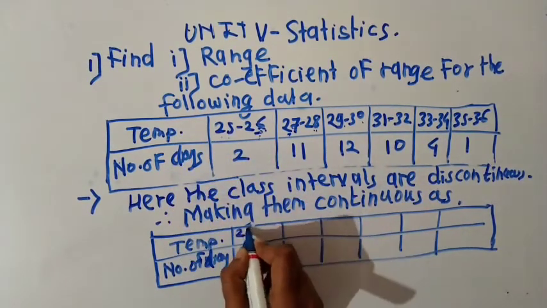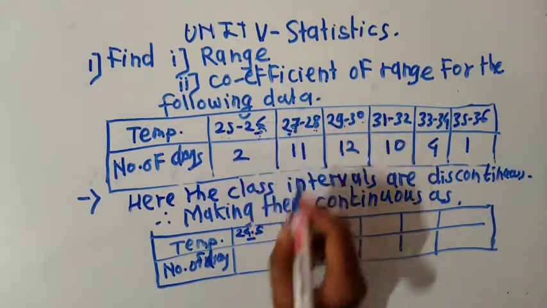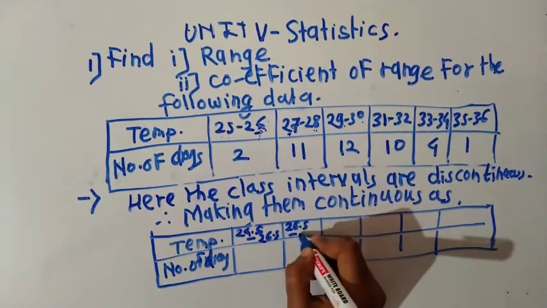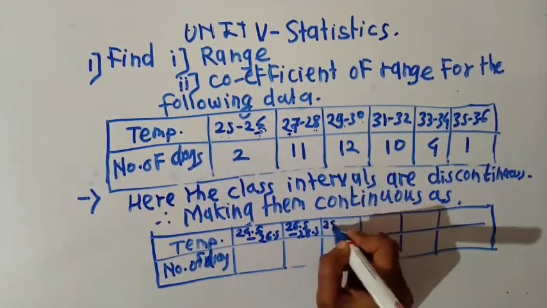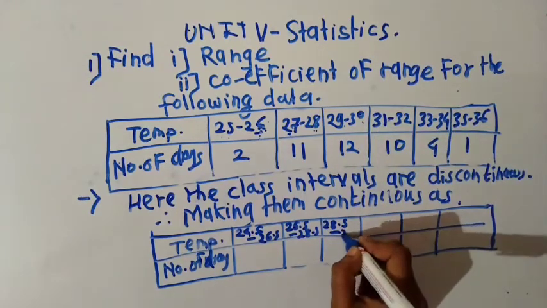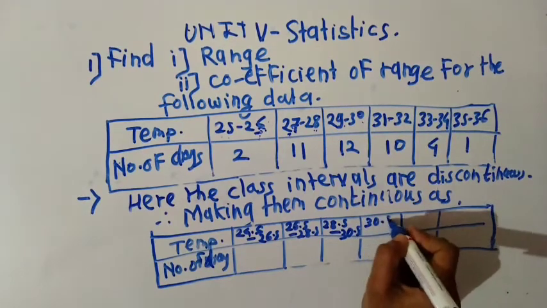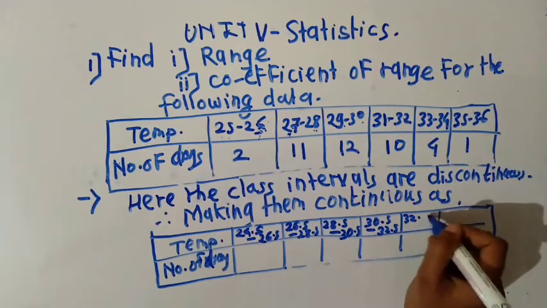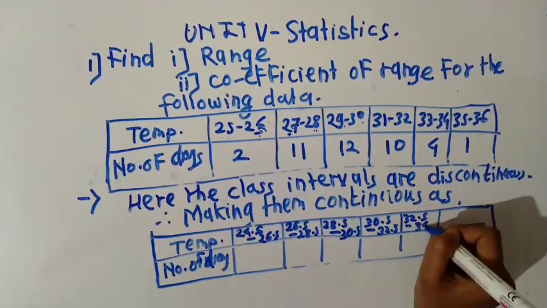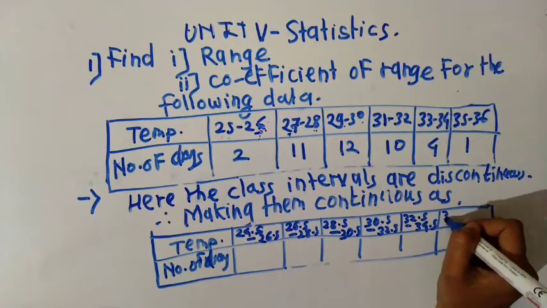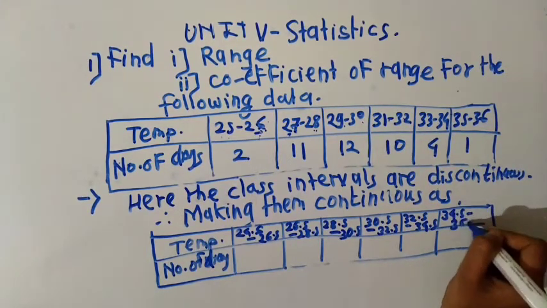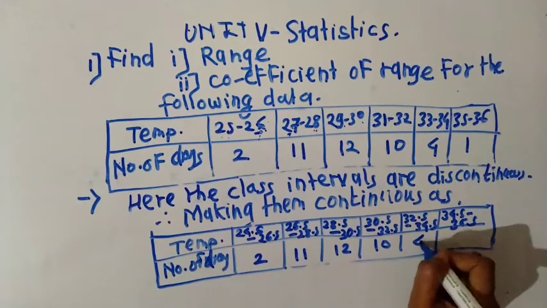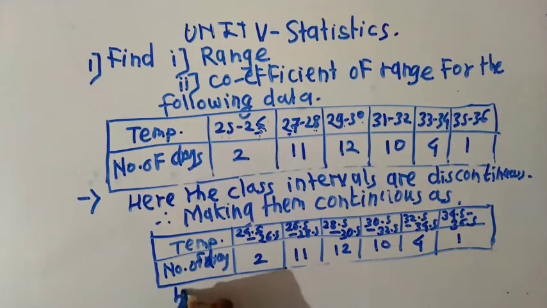25 च्या आधीचा 24.5 to 26.5, 26.5 to 28.5, 28.5 to 30.5 and 30.5 to 32.5 and 32.5 to 34.5 and 34.5 to 36.5 and 2, 11, 12, 10, 4, 1. This remains same.